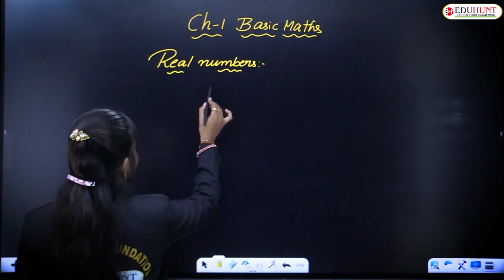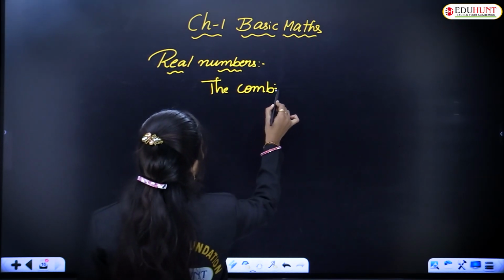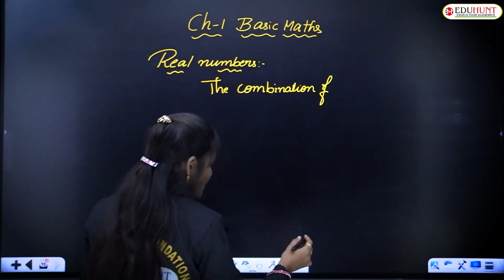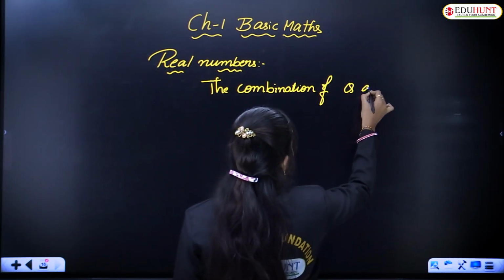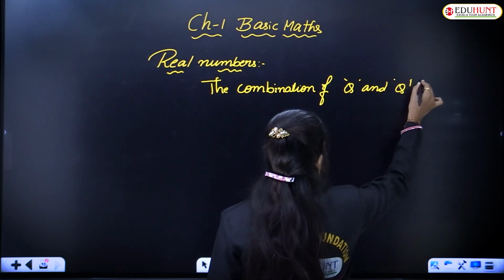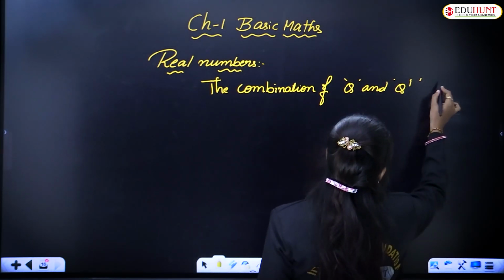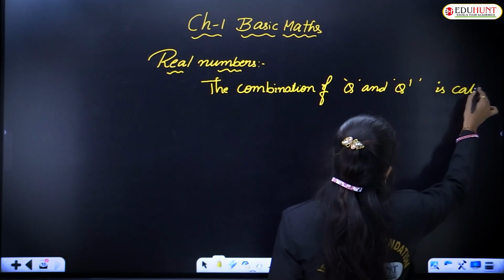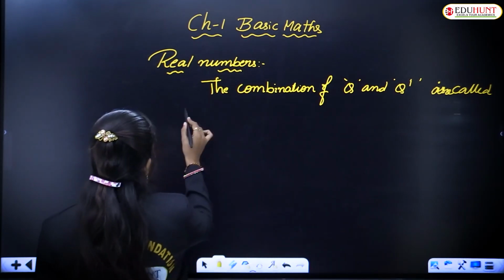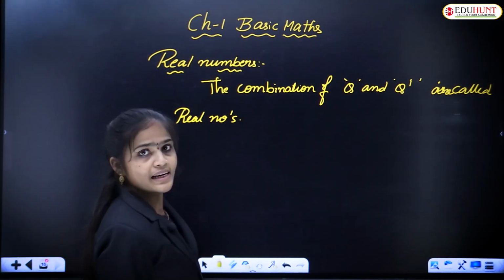So here real numbers means the combination of rational numbers and irrational numbers. Rational numbers are denoted by Q and irrational numbers are denoted by Q dash. The combination of rational numbers and irrational numbers is called real numbers. So what about the real numbers here?